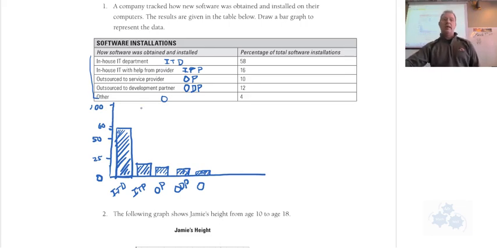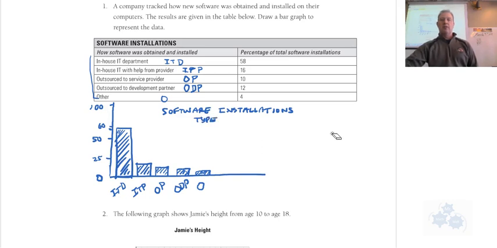Isn't that true? Now we could title this software installations, because you should title your graphs. I guess we could call it just software installation, or we could do software installation types. Maybe we could do that. That would be a better title.